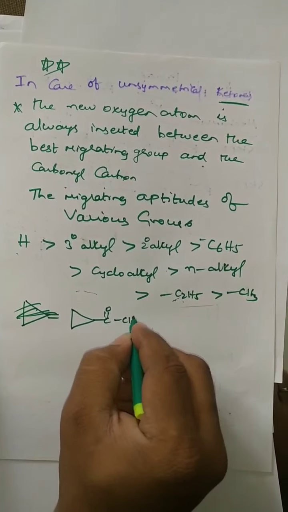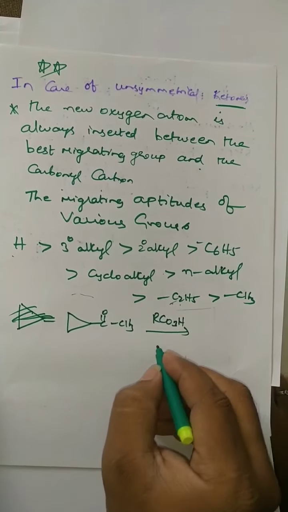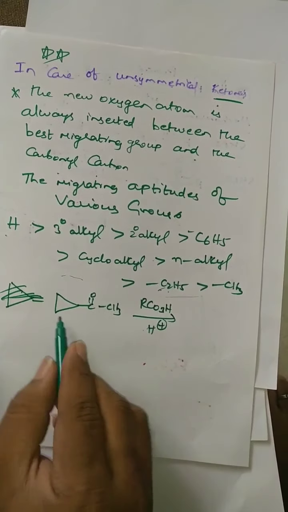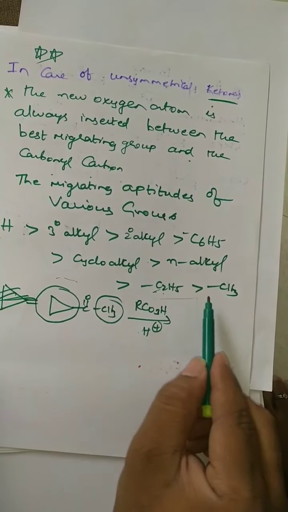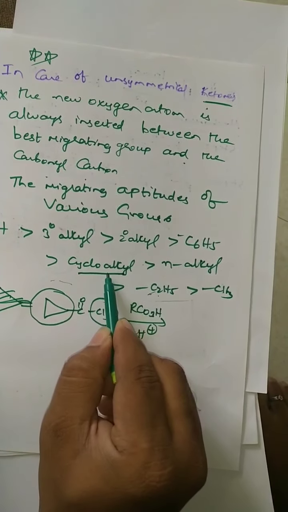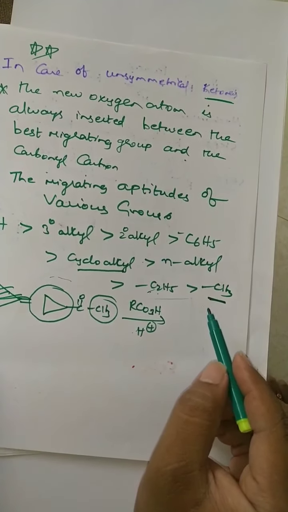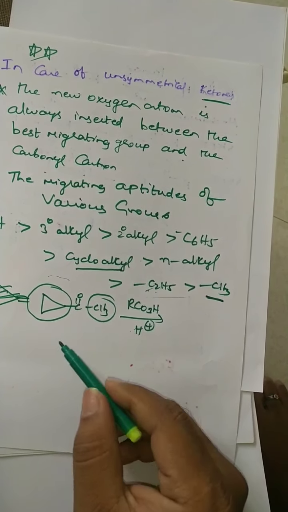See, this ketone is given. Simply on the arrow, I am giving RCO3H, H plus acidic medium. So, what is the product now? This is a ketone having a cyclopropyl group on one side and a methyl group on the other side. According to that order, the cycloalkyl group has greater migrating power than the methyl group. So, oxygen is inserted between the more powerful migrating group and the carbonyl group.